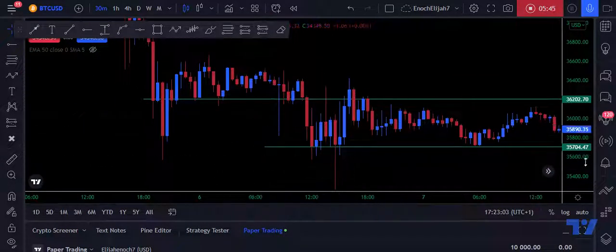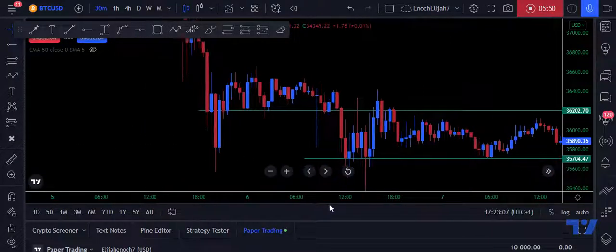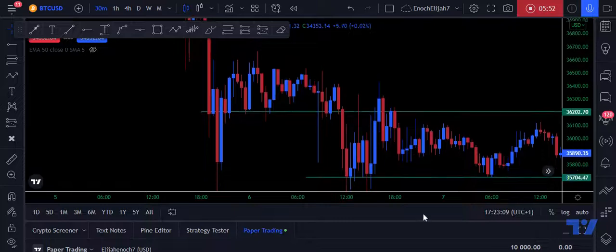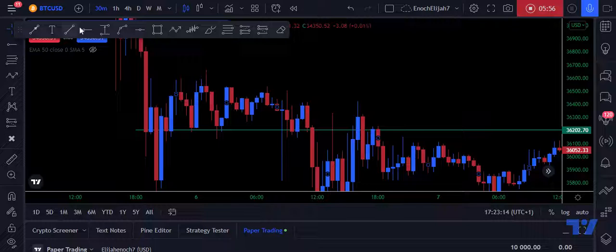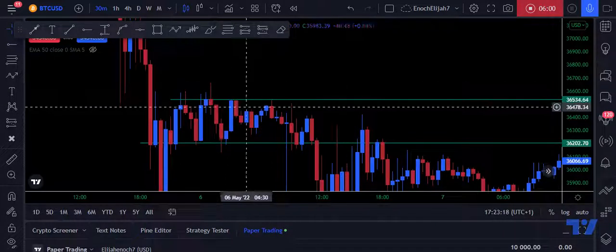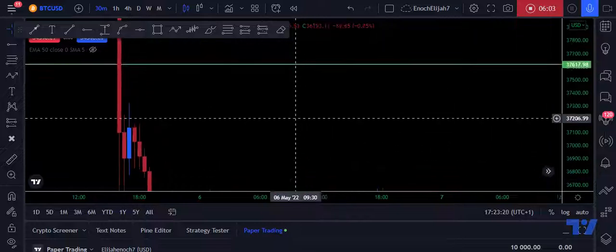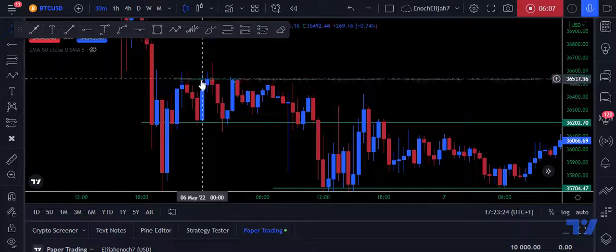On the 30-minute time frame, had this market broken out of this zone, it seems like it could have come back to test this zone, but it did not happen. Instead, it just rejects this zone.